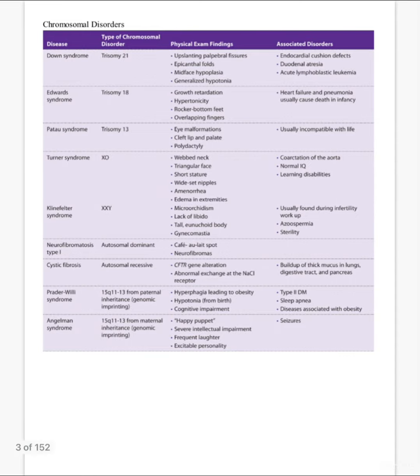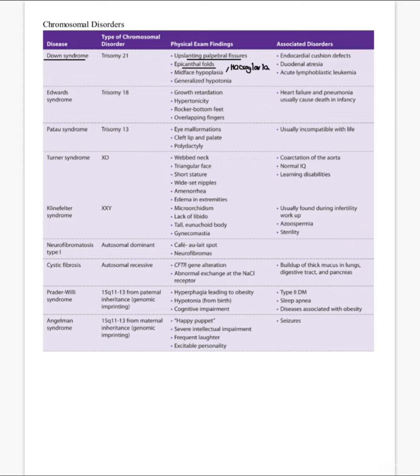Now coming on to the chromosomal disorders, summarizing them. See, Down syndrome, you have the trisomy 21 chromosome. It may also be due to mosaicism, or translocation, Robertsonian translocation. What are the clinical features? You have epicanthal fold, upslanting palpebral fissure, you have macroglossia, means large tongue.